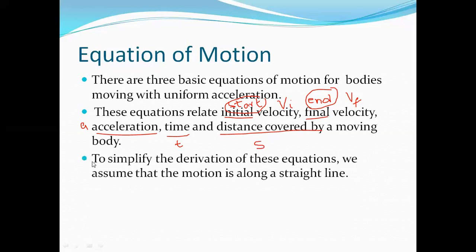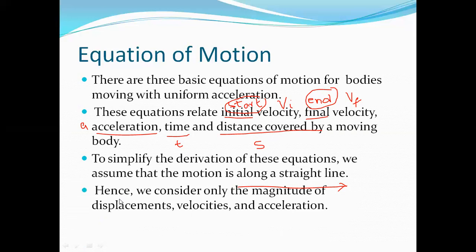Now, to simplify the derivation of these equations, we assume that the motion is along a straight line. That means we are assuming that the body was moving in a straight line in one dimension. We consider only the magnitude of displacement, velocity, and acceleration, and we will figure out the direction part later on.